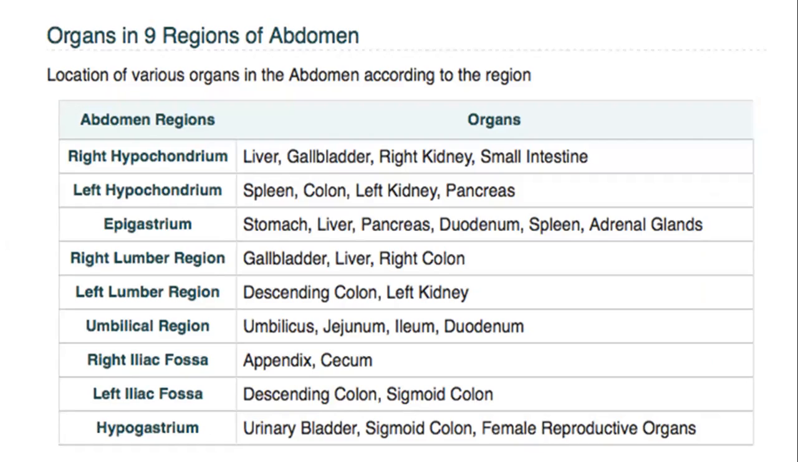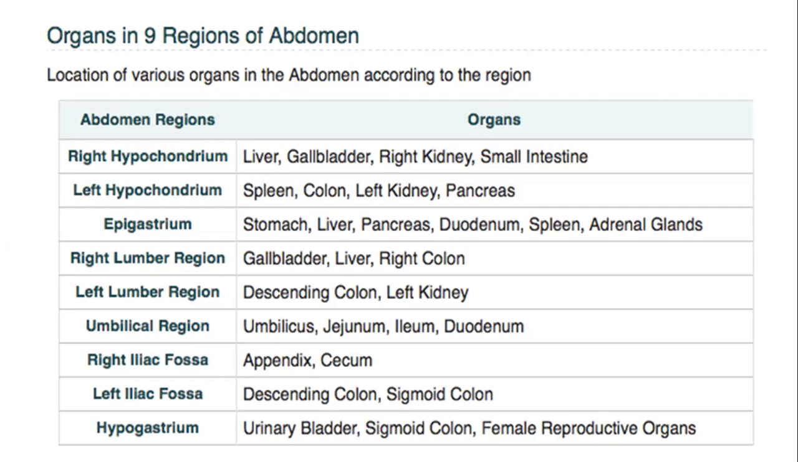But as you can take a look, you can see that the body structures are split into these quadrants, and it makes it easier for doctors and nurses to talk about location. Okay? That's what these quadrants are for.